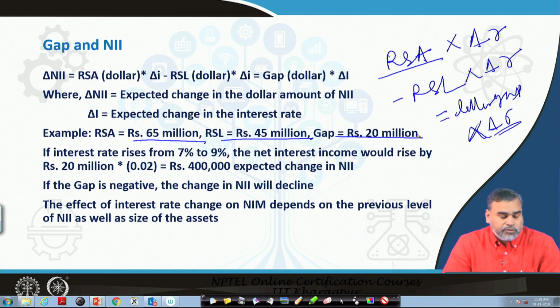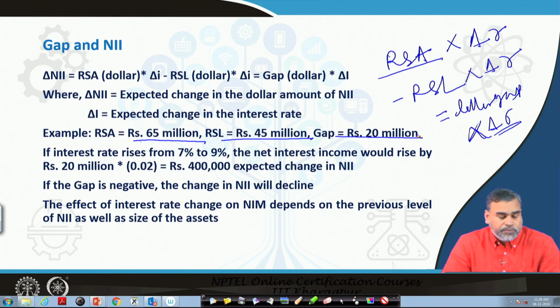So, if you want to find out, then your total dollar gap, that is 20 million, multiplied by 0.02, where 0.02 means 2%, which is the change in the interest rate. That means around 4 lakh, which is basically the expected change in NII for that particular bank.